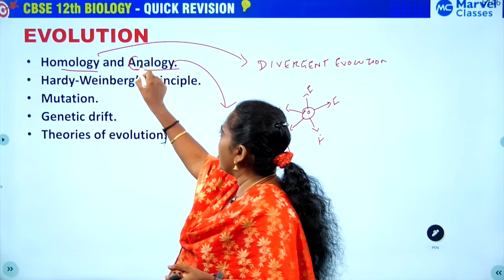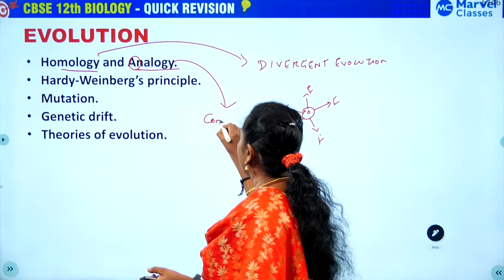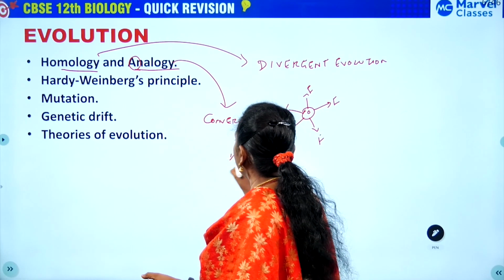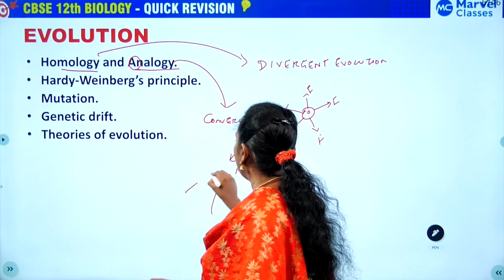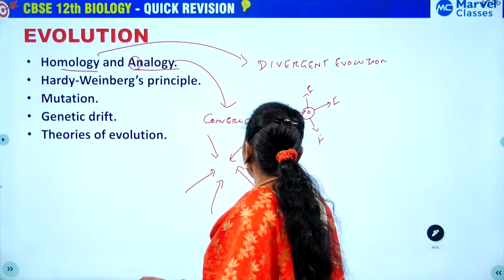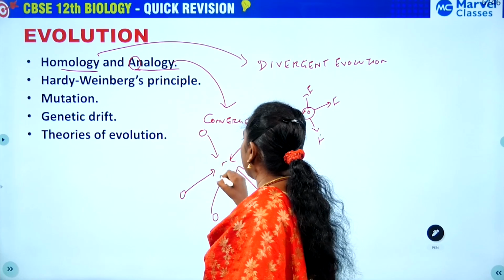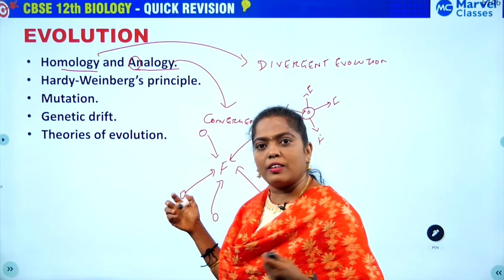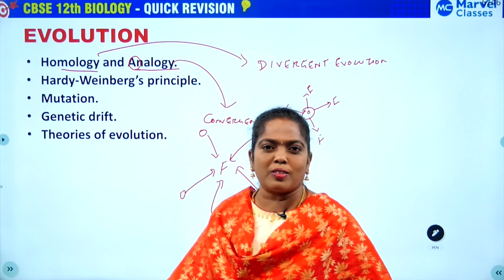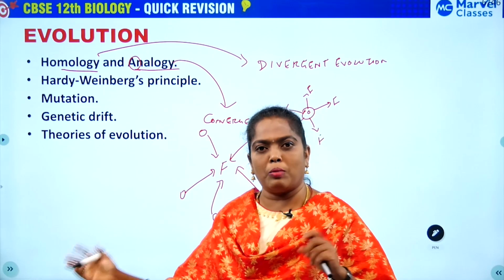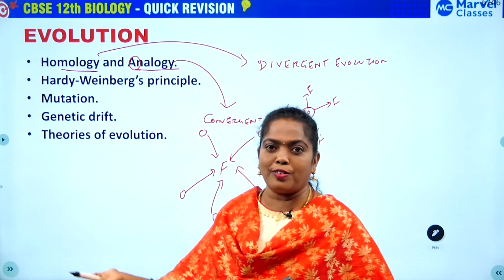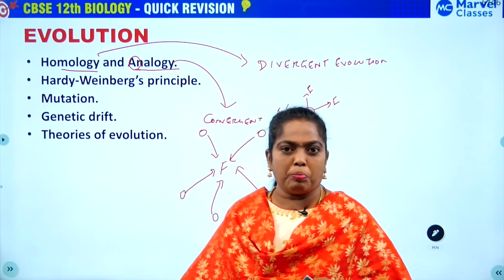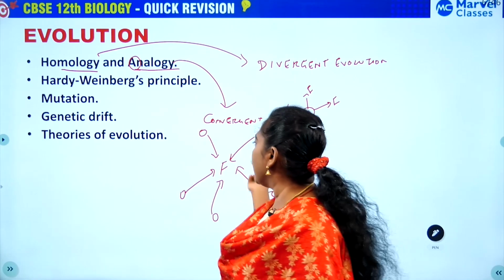Analogy, remember it rhythmically, is convergent evolution: different origin, but the function is the same. For example, an insect, a different origin from the phylum Arthropoda, but it is flying. Bat, mammal, flying. Bird, aves, flying, isn't it? And you can even say pterodactyl, reptile, flying. So like that you can say.